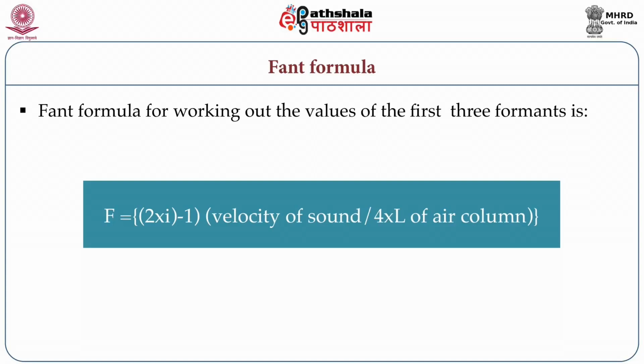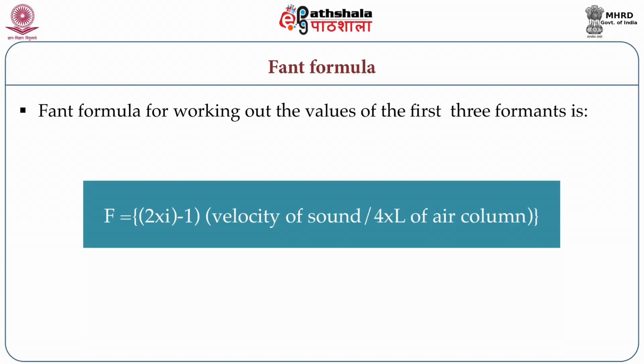You take this figure and multiply the whole thing with what you see in the brackets, velocity of sound divided by 4 times the length of the air column. As you can see, the length of the air column, which is very different in different human beings, plays one role. Velocity of sound is another feature.